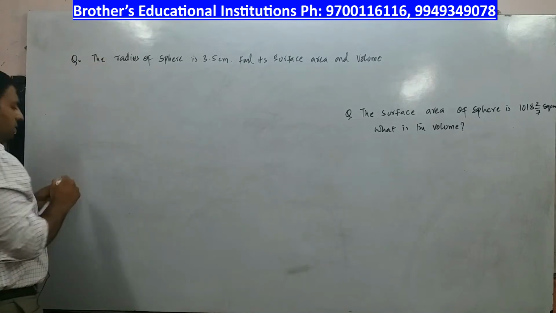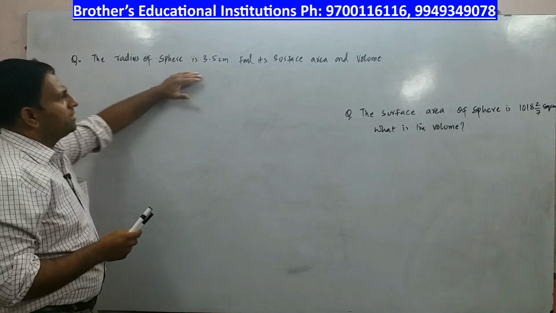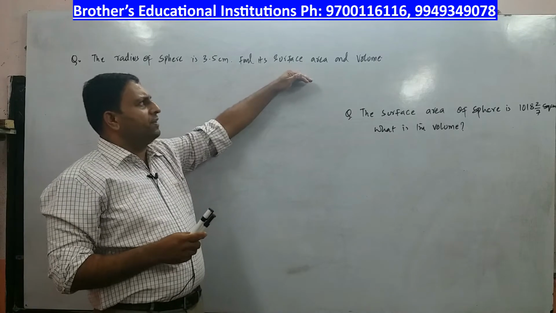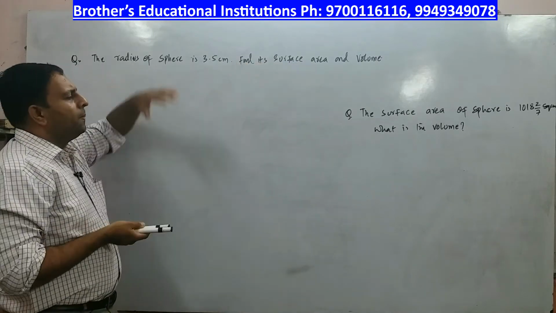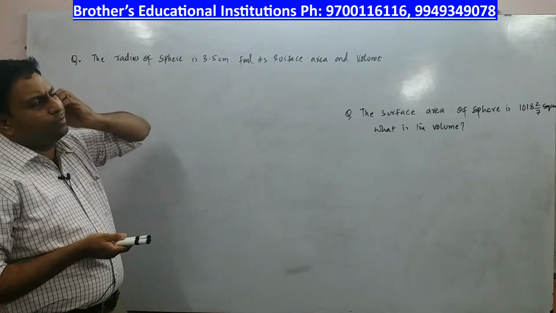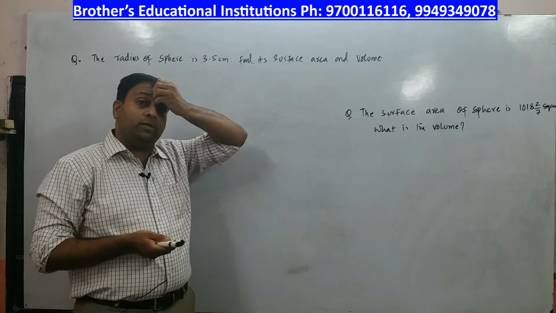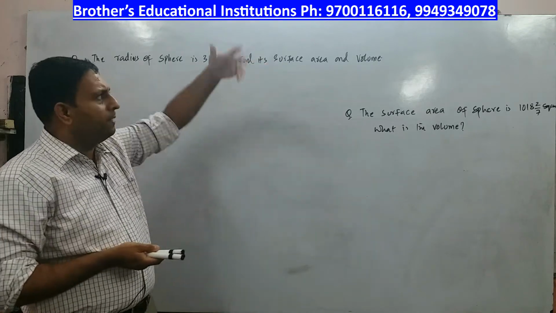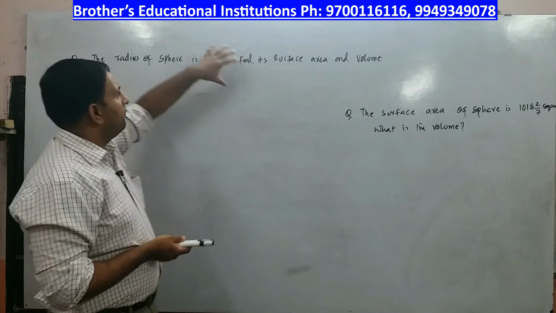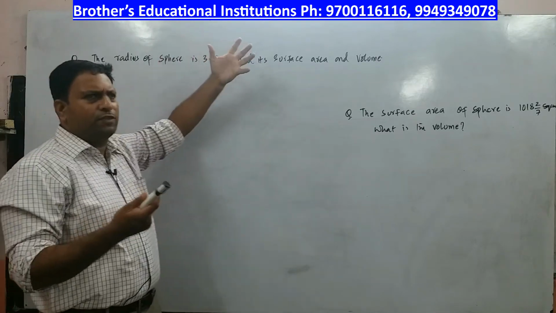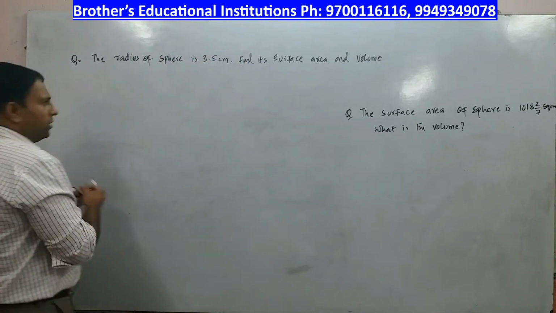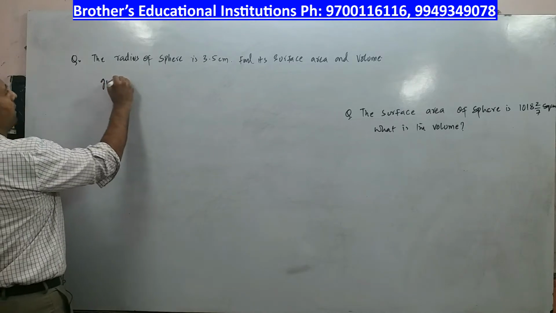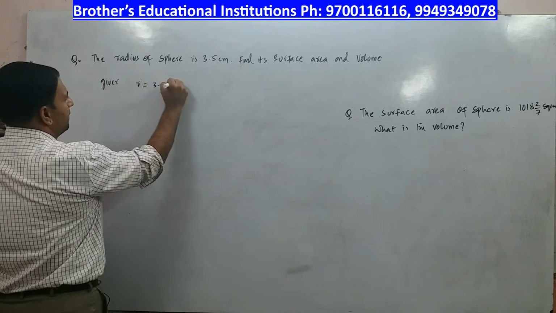Yeah. See, the radius of the sphere is 3.5 centimeters. Find the surface area and volume. It's only for practice sake. For a sphere, there is only one dimension. If you know all the physical quantities, you can find them. Volume is a physical quantity, surface area is a physical quantity, and if you know only one dimension, there is only one dimension for sphere, right? That is radius. So given radius r is equal to 3.5 centimeters.